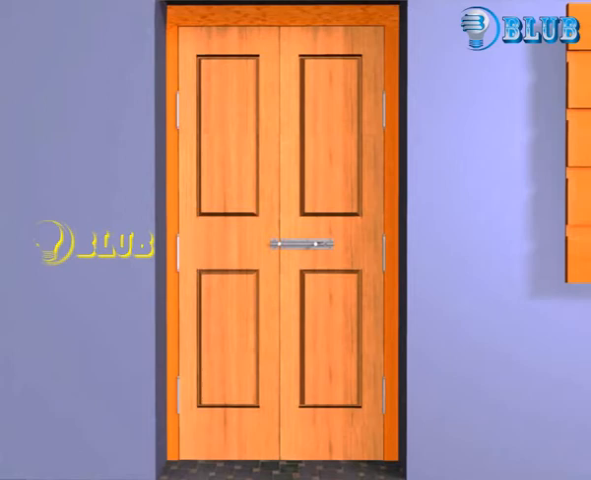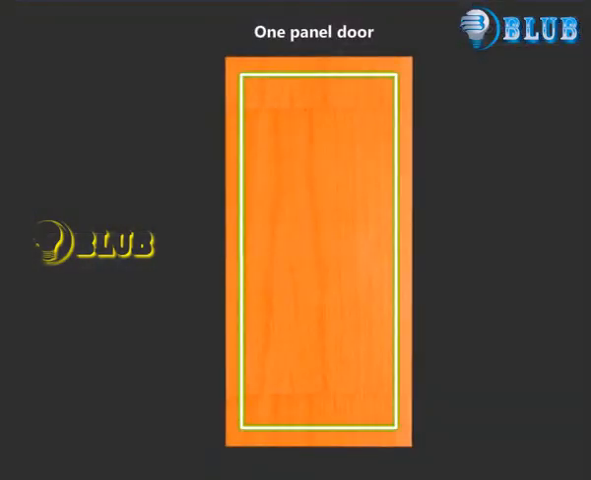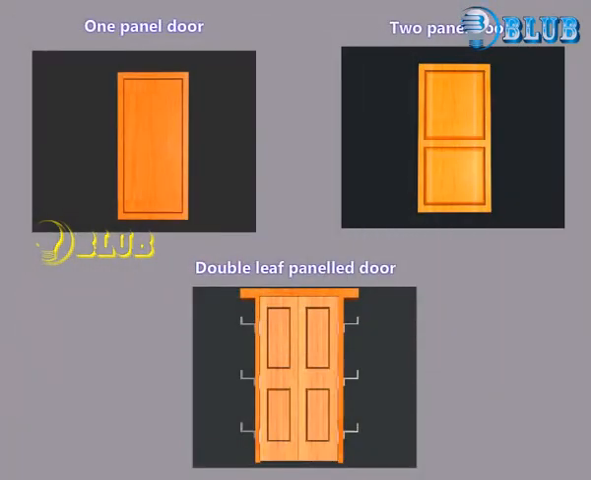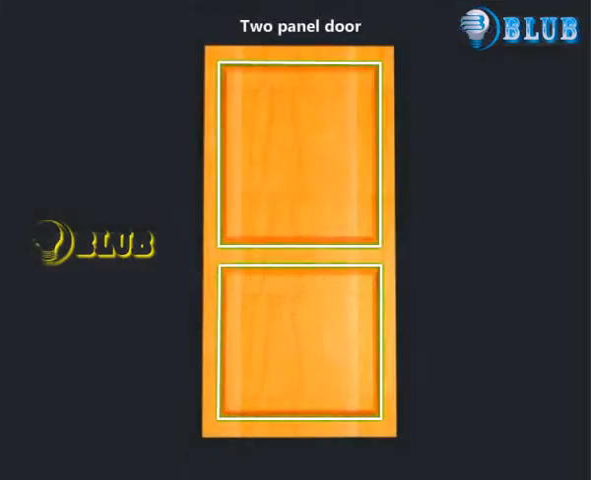One panel door. Let us see the close-up view of one panel door. The number of panel is only 1. Two panel door. The two panel door consists of two panels which is divided horizontally or vertically based on requirements.